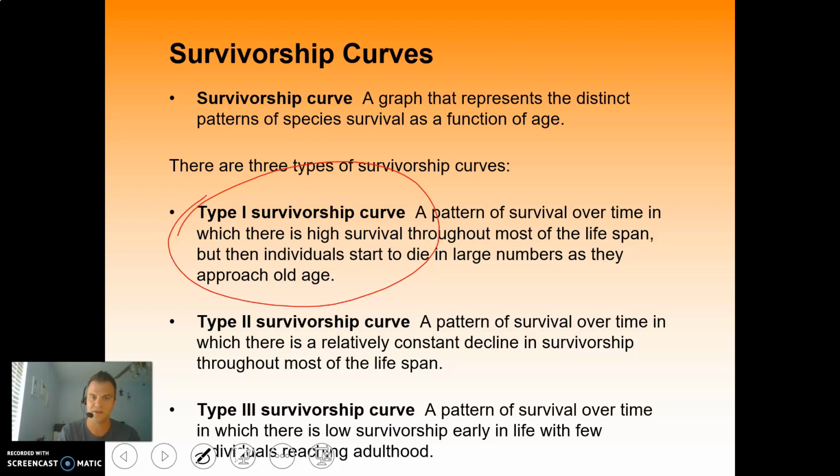Type 2 survivorship curve is a pattern of survival over time in which there's relatively constant decline in survivorship throughout most of the lifespan. So as species get older, more and more of them die, but it's pretty linear. That's a type 2. And type 3 are going to be like your r-selected species, where there's low survival early in life, with few individuals even reaching adulthood.